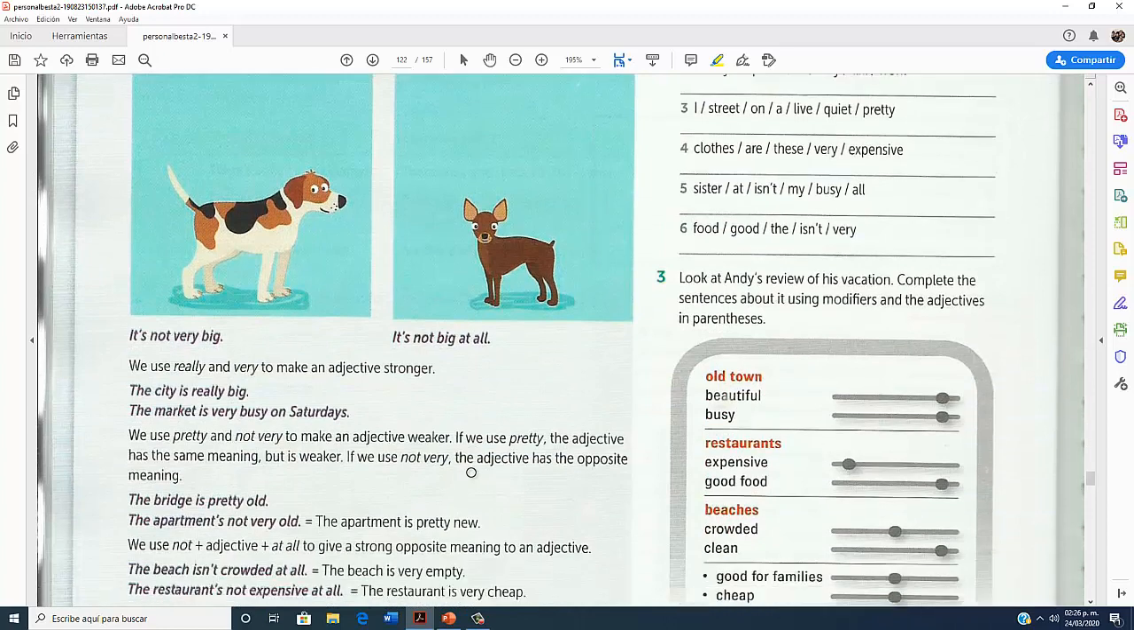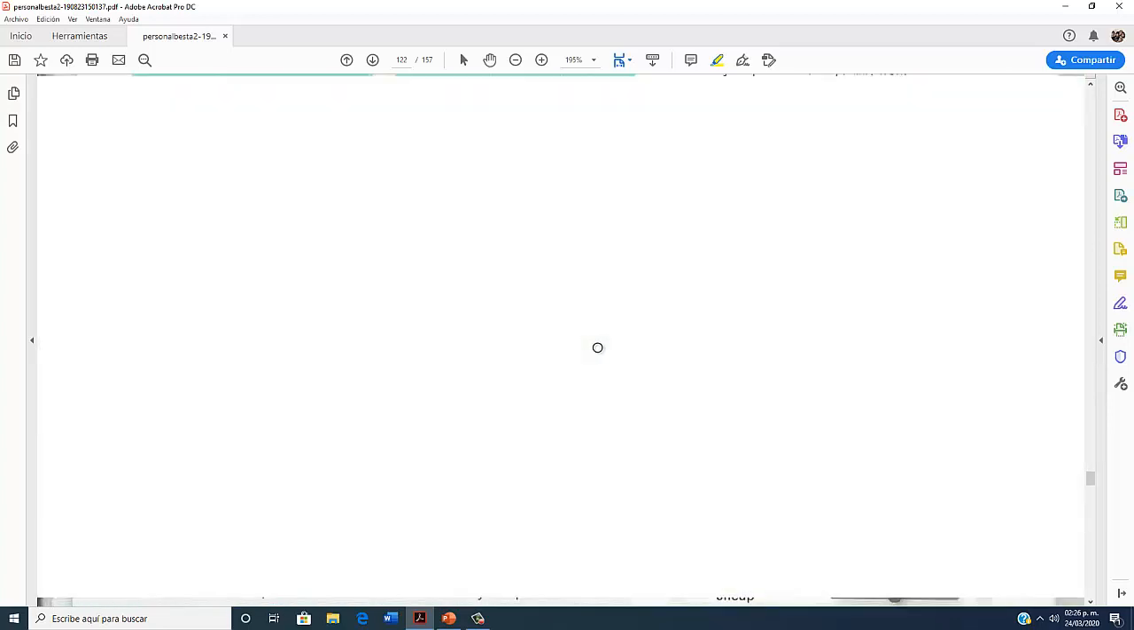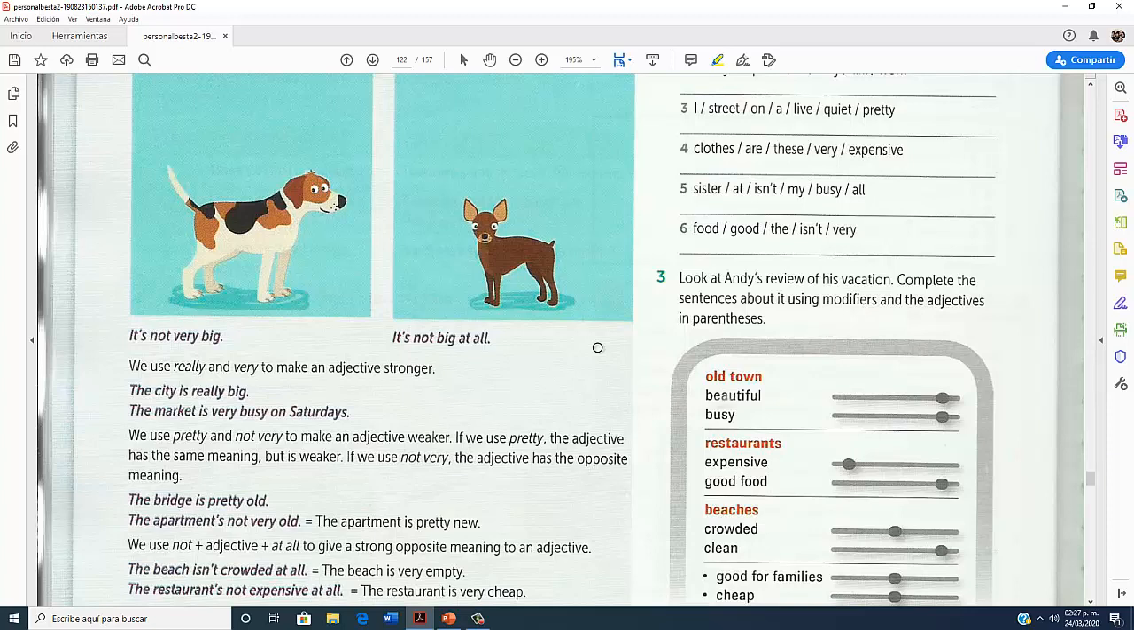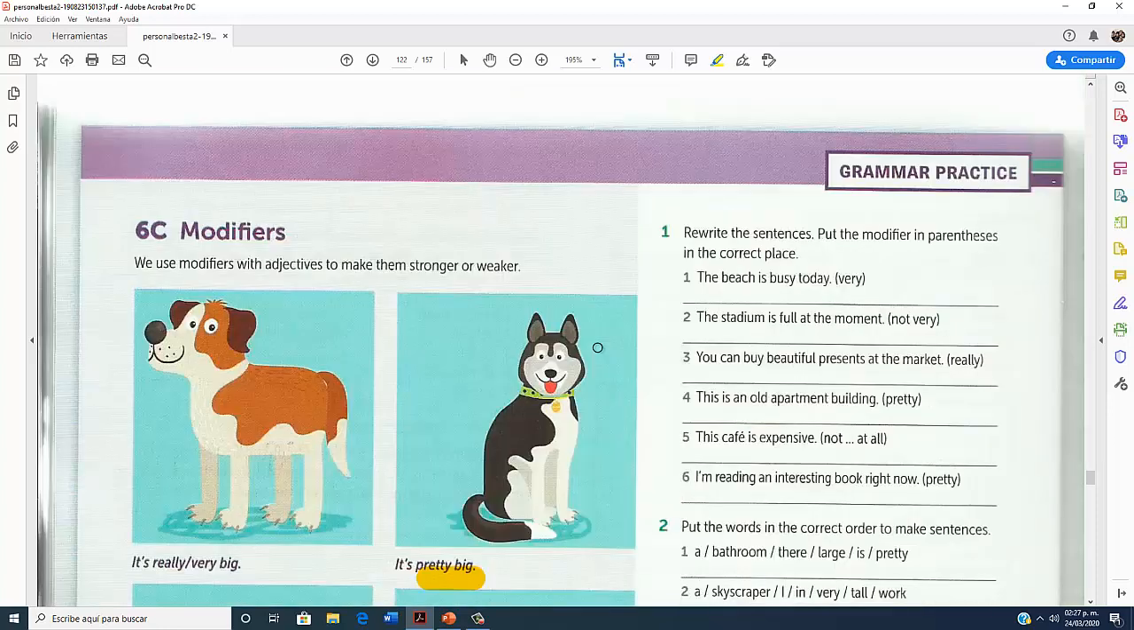It's not very big. Or maybe you say it's not big at all. Okay? So remember, we use those modifiers to modify the meaning of the adjective, or to give more intensity or less intensity to an adjective. Okay? Here we have in number 1, rewrite the sentences.